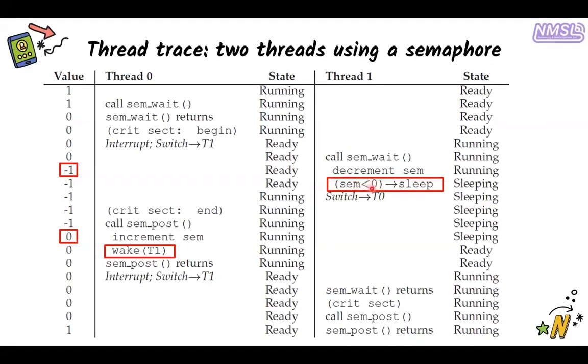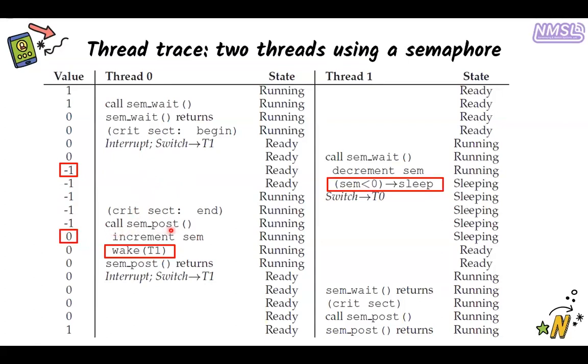So since the value is less than 0, this will go to sleep. Right? So it's basically waiting. So your state changes to sleeping. So you go to sleep, then you switch back to T0. Note here the value is still -1. So the critical section keeps getting executed.